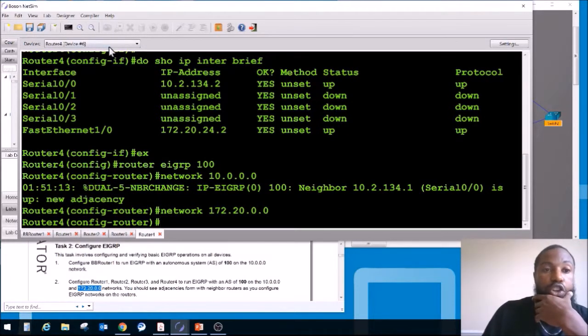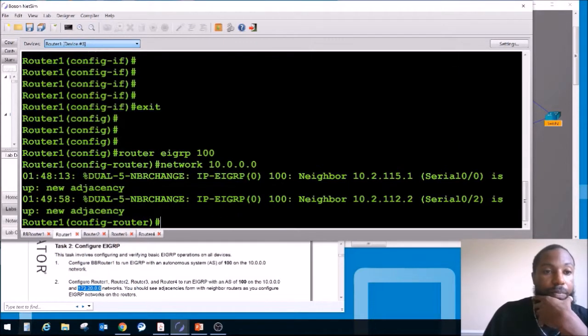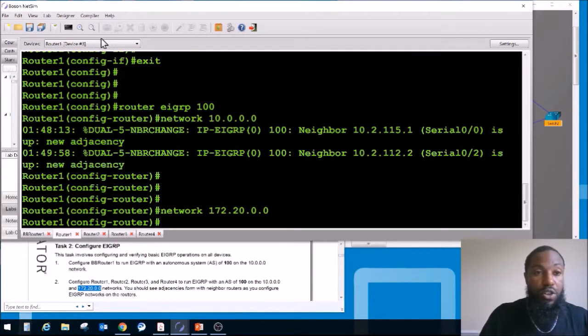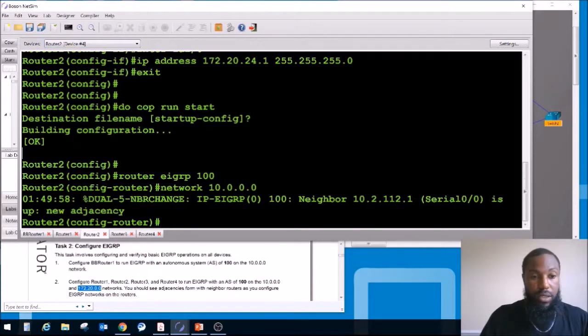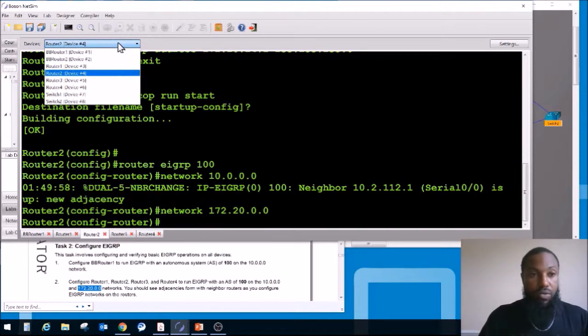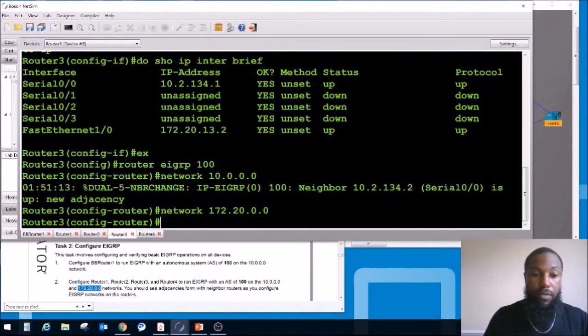And let's go back and do the 172.20 network for the other guys. On router 1, we're still in router config mode, so we just do network 172.20.0.0. Router 2, we're going to do the same thing, right? So network 172.20.0.0. And router 3, we'll do the same thing, network 172.20.0.0. And now we've configured our network.